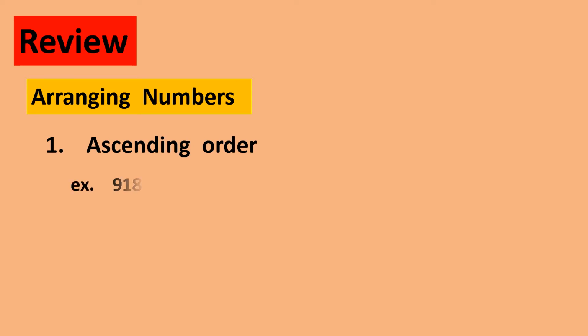Okay, so say for example, this set of numbers. How do we read this one again? 918. The next one, 435. The next one, 199. And 516. So how are we going to arrange these numbers in ascending order?